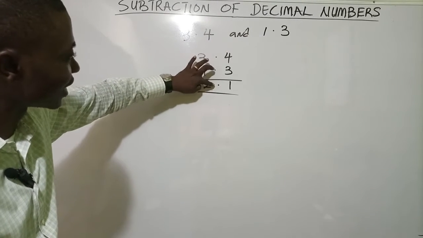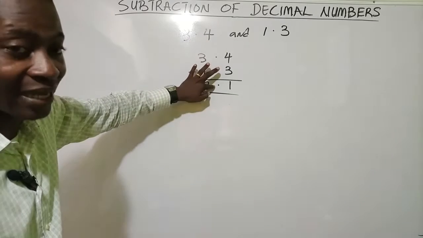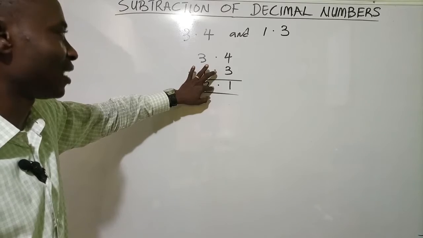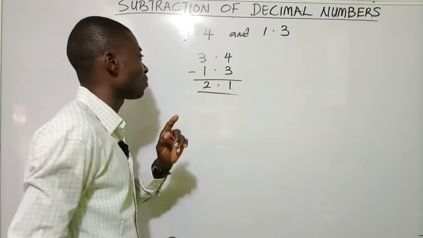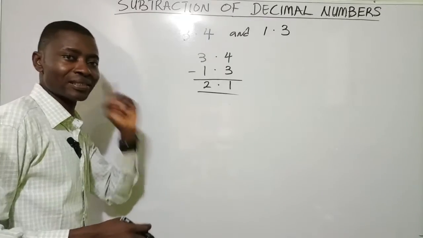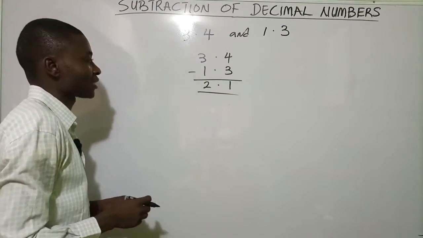Again, if you take a closer look at this question, you notice something about the decimal point. The decimal point must be on a straight line. It's very, very important. Just the same way we watch out for the decimals when we are adding, the same way also watch out for the decimal when we are subtracting.